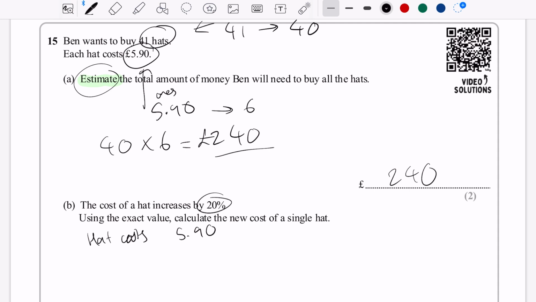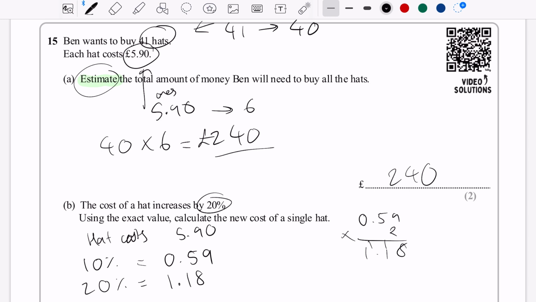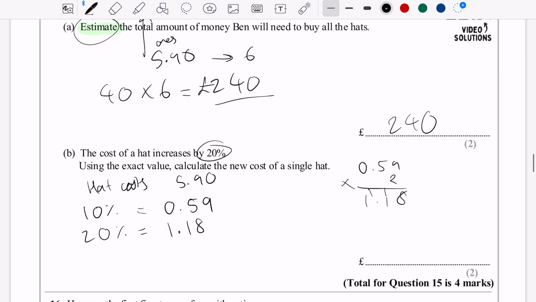Alright, this is a bit tricky. So let's find 10% to begin with. So that's dividing it by 10. So that'd be 0.59. Alright, just to move that decimal point to the left. 20% would be double that, so I'm going to have to double that, 0.59 times by 2. So 1.18, alright. And we need to increase our cost by 1.18, so it's gone up by £1.18. So my final step will just be to add it, £5.90 plus 1.18, add it on, £7.08.